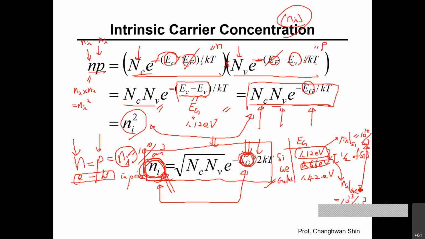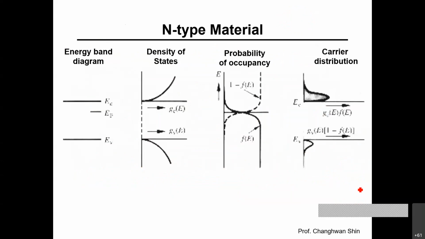1000x, right? 1000 times difference, even though the bandgap is simply 50%. So that is exponential dependency. Okay, all right. So that's all for the intrinsic carrier concentration.